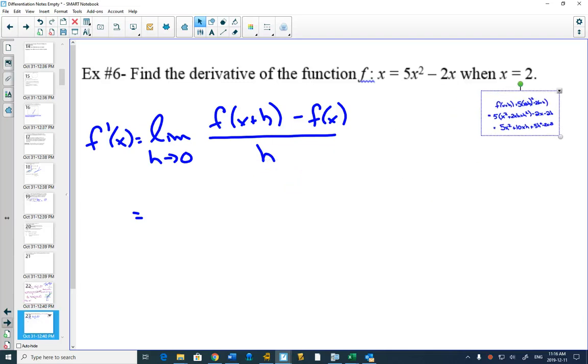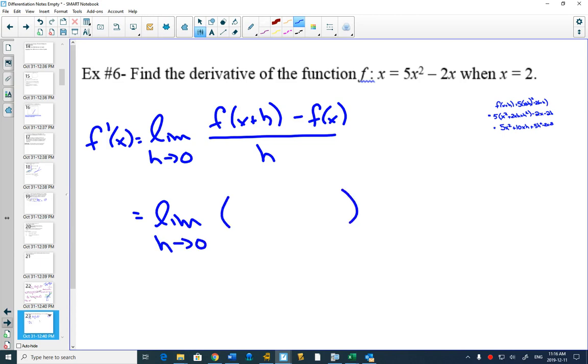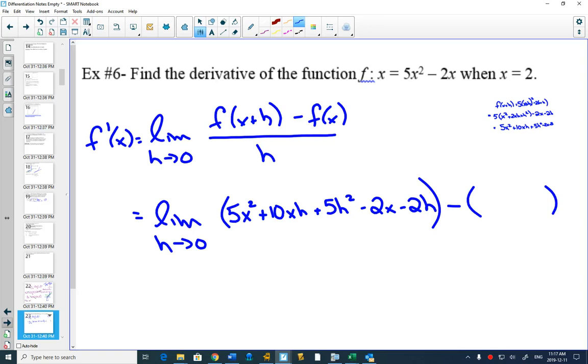So we did that work off to the side just so that here we could write the limit as h goes to 0. F of x plus h we figured out to be 5x squared plus 10xh plus 5h squared minus 2x minus 2h, in a bracket. I'm going to need more space in that bracket. Minus, and then here f of x, this is super easy because f of x was given to us. It's just 5x squared minus 2x, all over h.